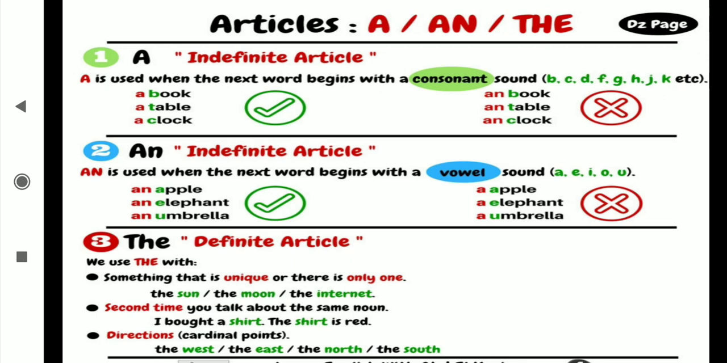Directions, cardinal points: the west, the east, the north, the south. Do you understand, students? Then we have to use a before a consonant sound. We have to use an before a vowel sound. We have to use the for the definite thing, for the unique thing, for the same noun which we are going to repeat again in the same sentence, and for the directions. Do you get it now?